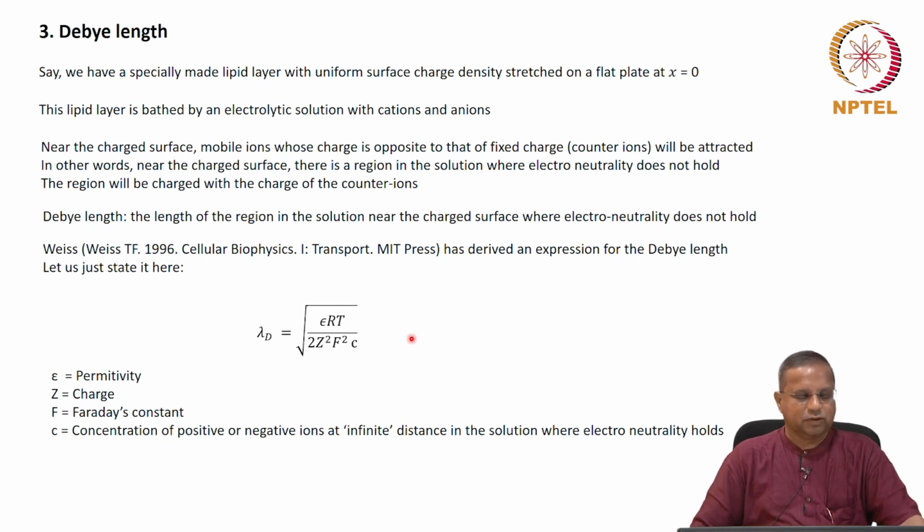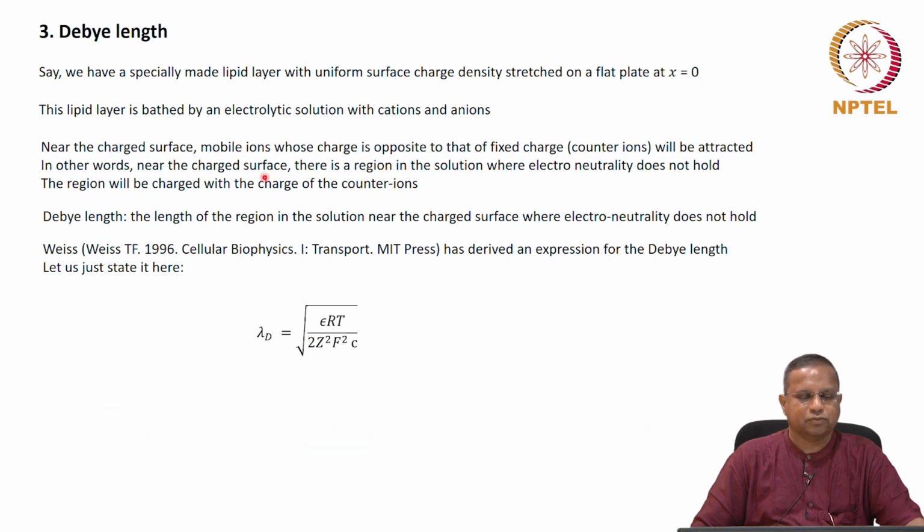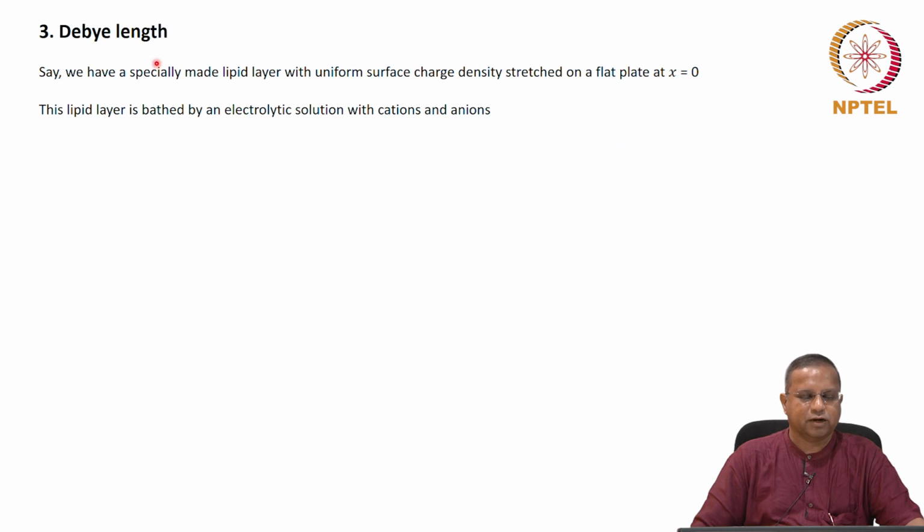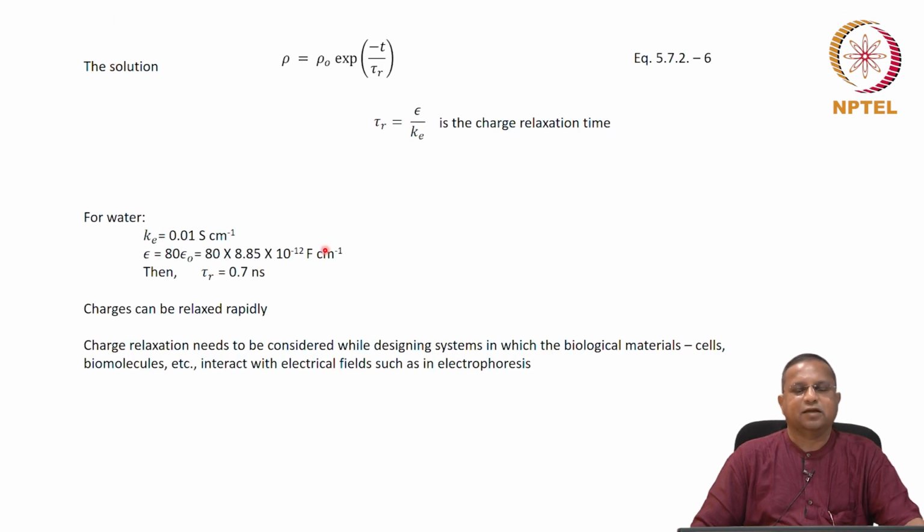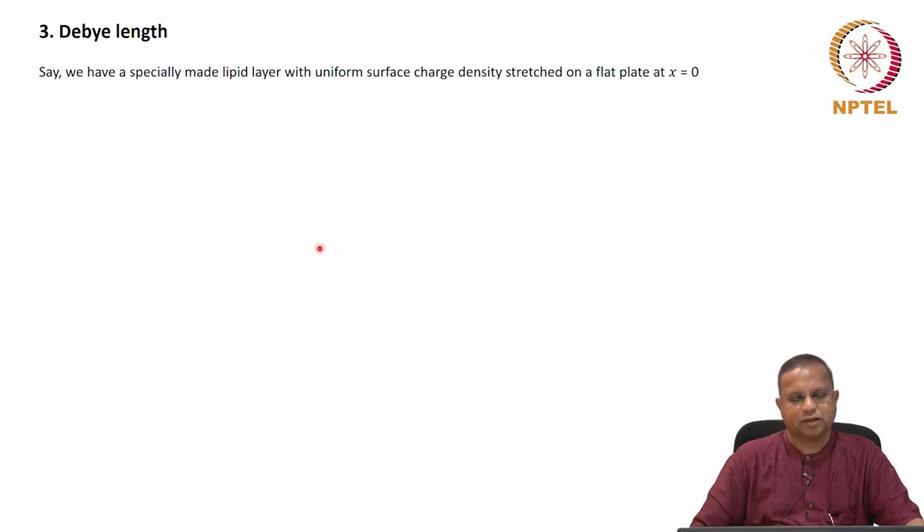So in this chapter, we have looked at three important concepts related to ions in solution, charges in solution. First one was the concept of electron neutrality. Second was the concept of charge relaxation. Then, of course, we looked at Debye length as the third concept.